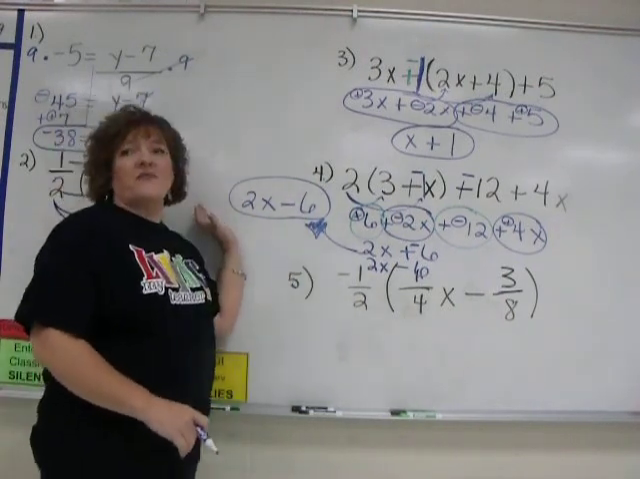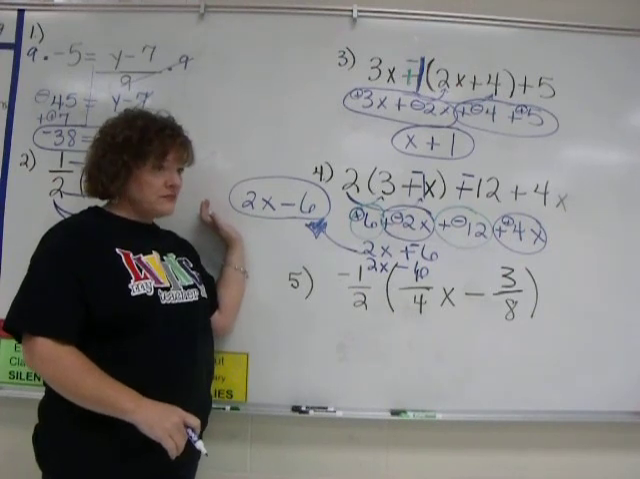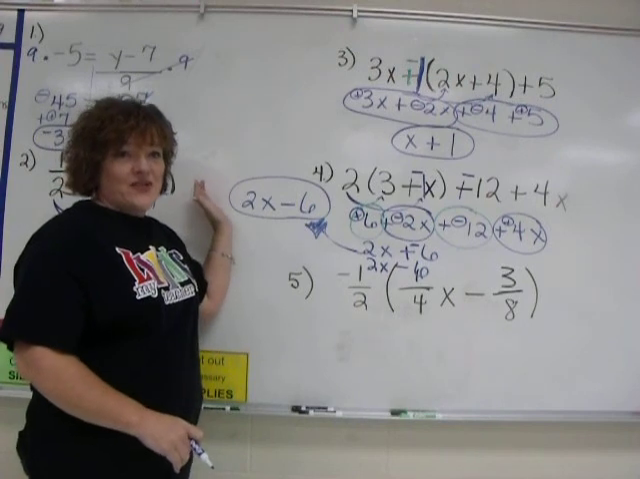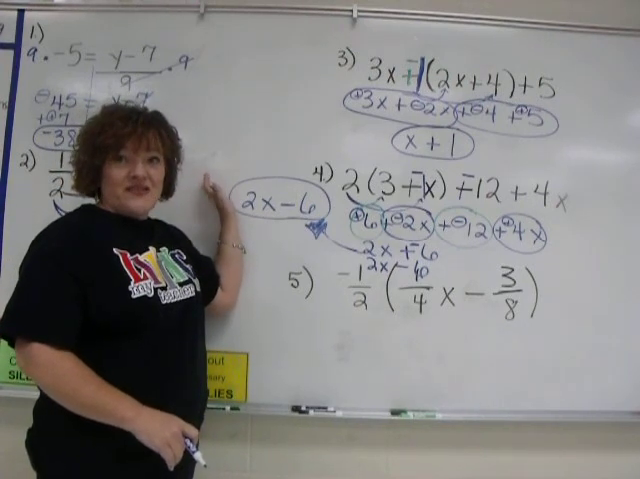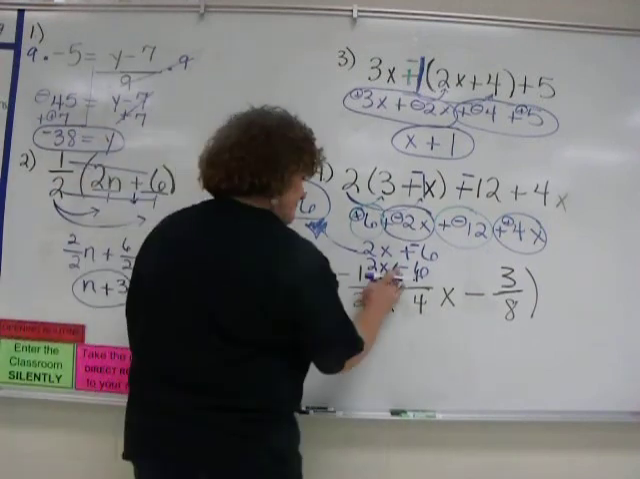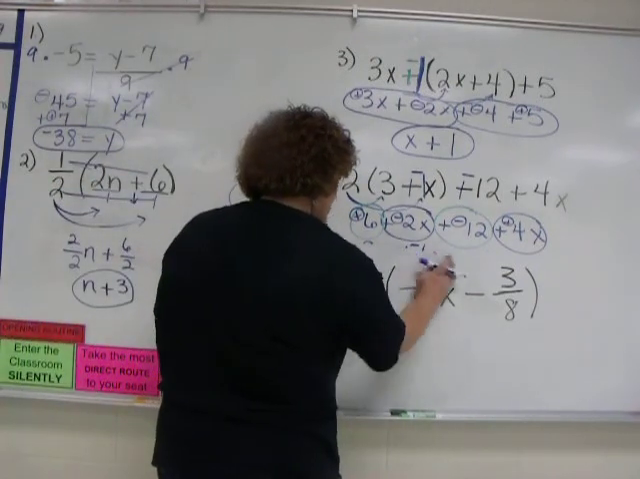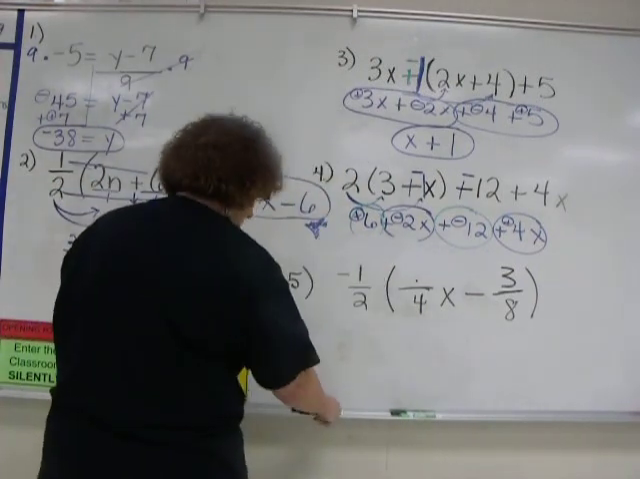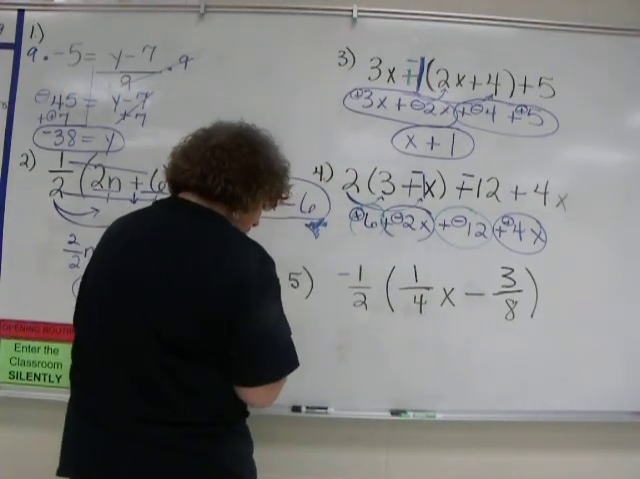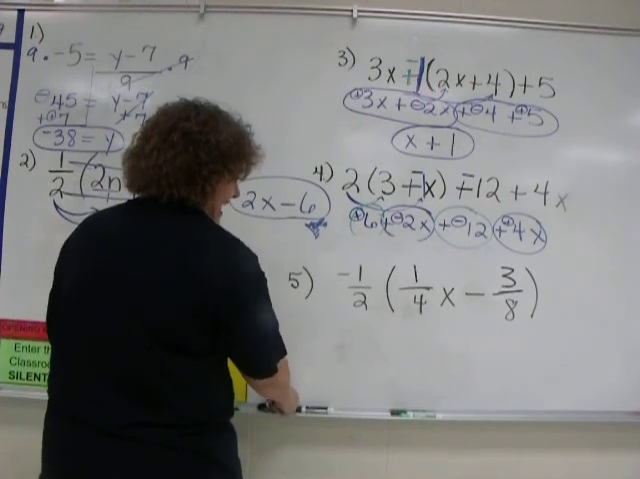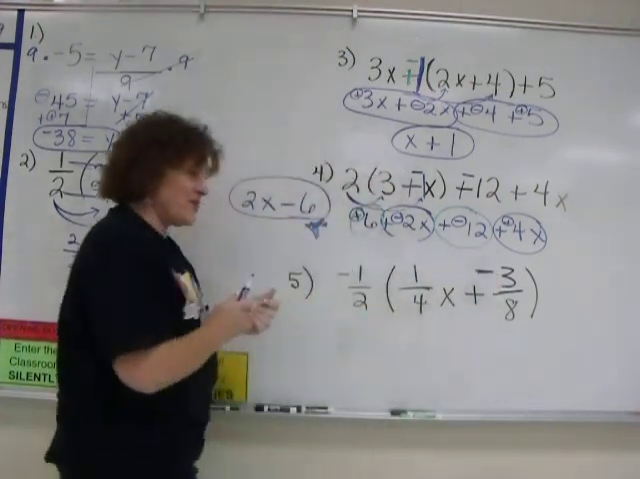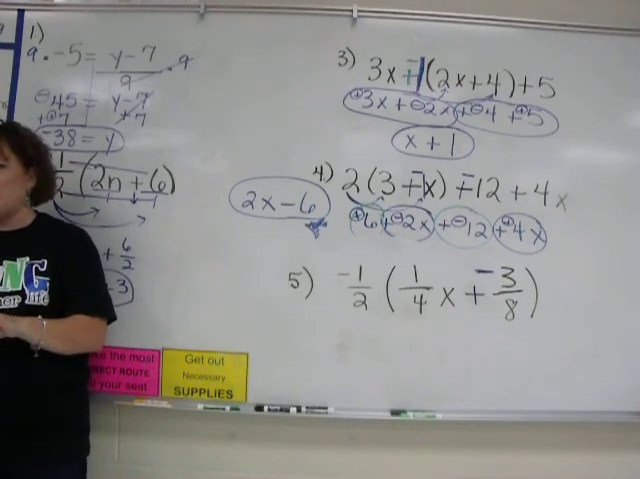Any questions about number 4? Because this is the answer we got, but this is the form the answers were on the EOG last year. This is the answer choice that was there. Now, we're going to keep, change, change, so that's really a negative 3/8.